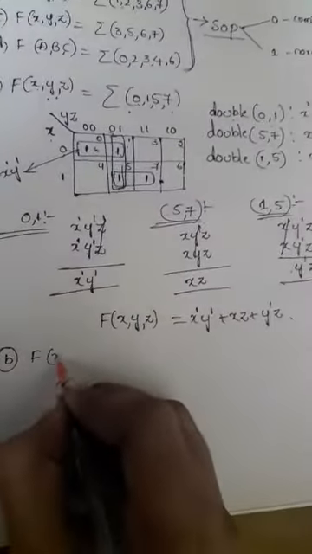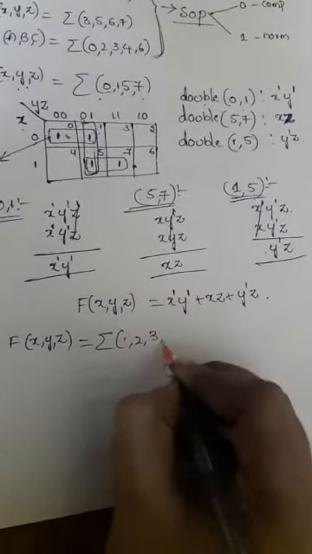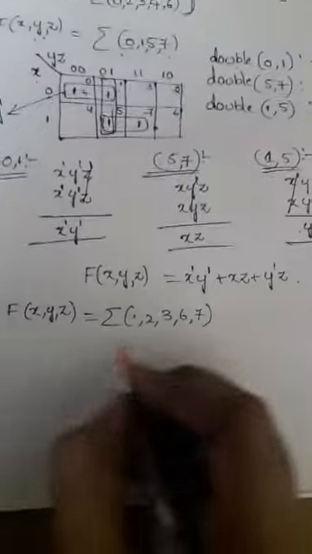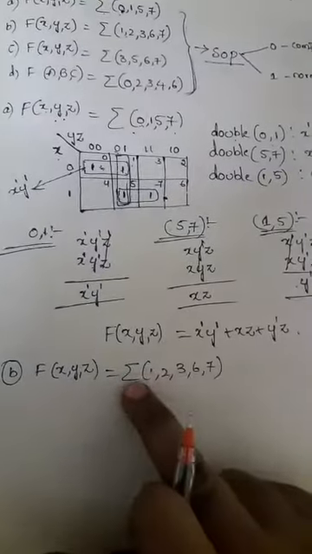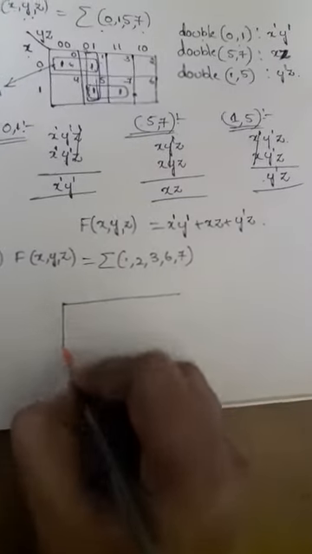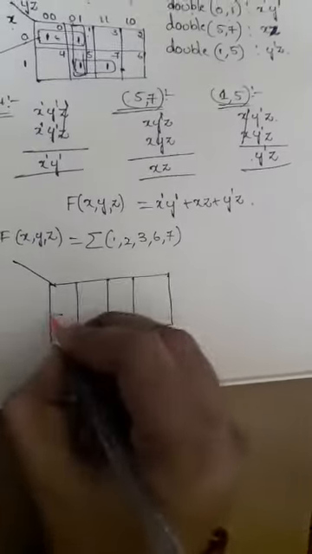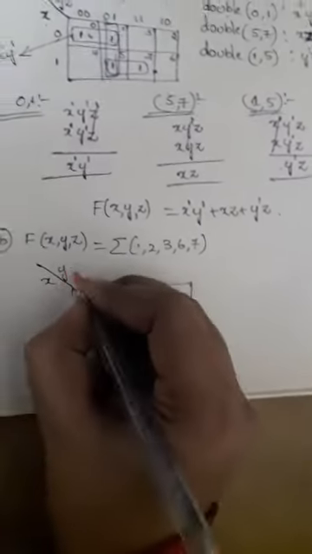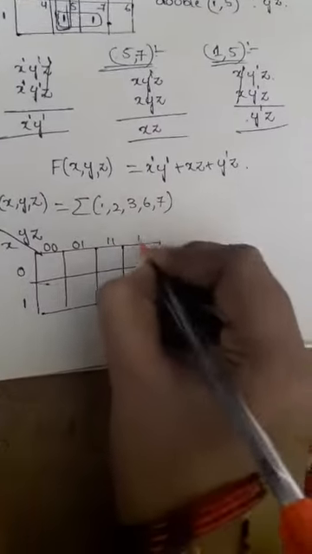Now we'll go for the second problem. f of x, y, z, again having three variables, with terms 1, 2, 3, 6, 7. This is also consisting of the SOP form, right? Directly by using this symbol we can identify it. So directly you can consider it as a three variable K map. This also consists of totally 8 cells, x, y, z, with values 0 1 0 0 0 1 1 1 1 0.